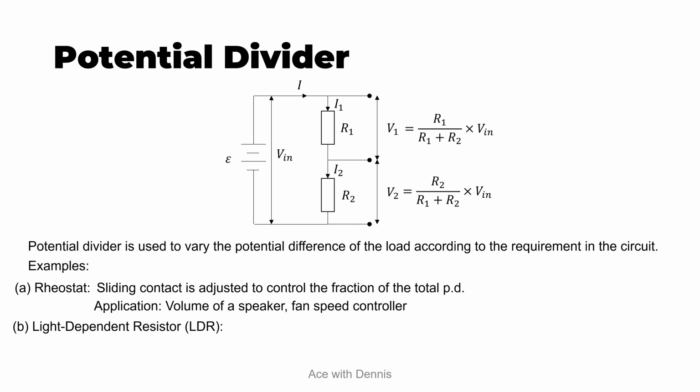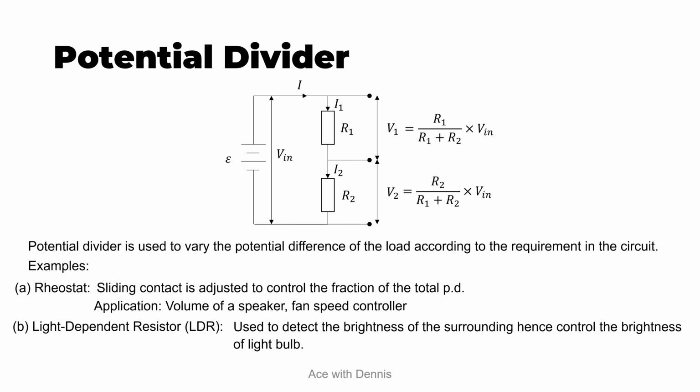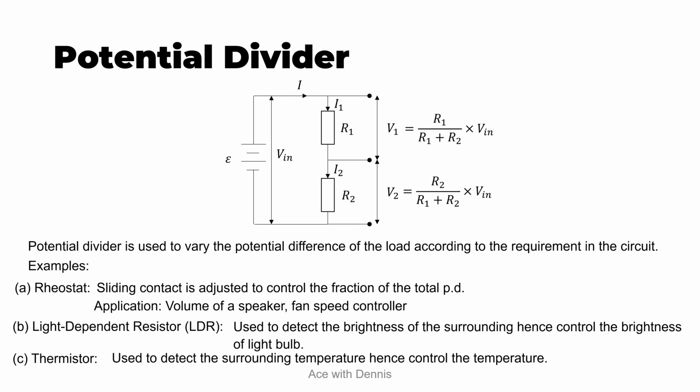Another example of potential divider is light-dependent resistor LDR, which is used to detect the brightness of the surroundings, hence control the brightness of a light bulb. One more example of potential divider is thermistor, where it is used to detect surrounding temperature, hence control the temperature. Here are a few examples of thermistor applications, which are water heater, air conditioner, refrigerator, and fire alarm.